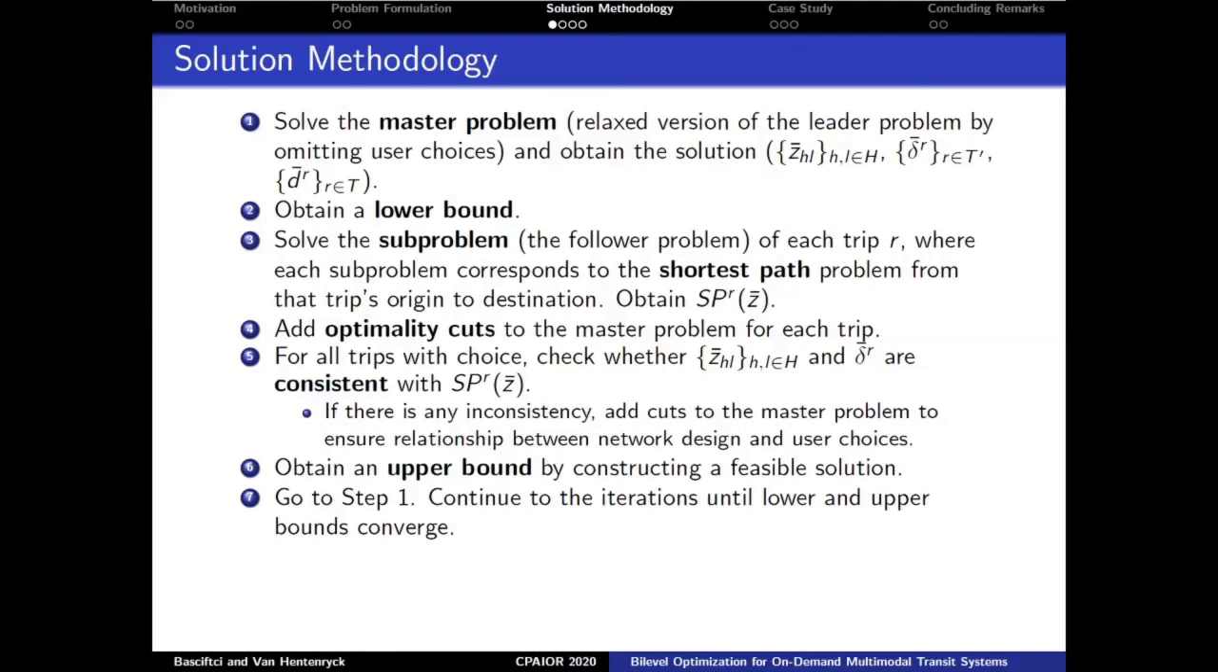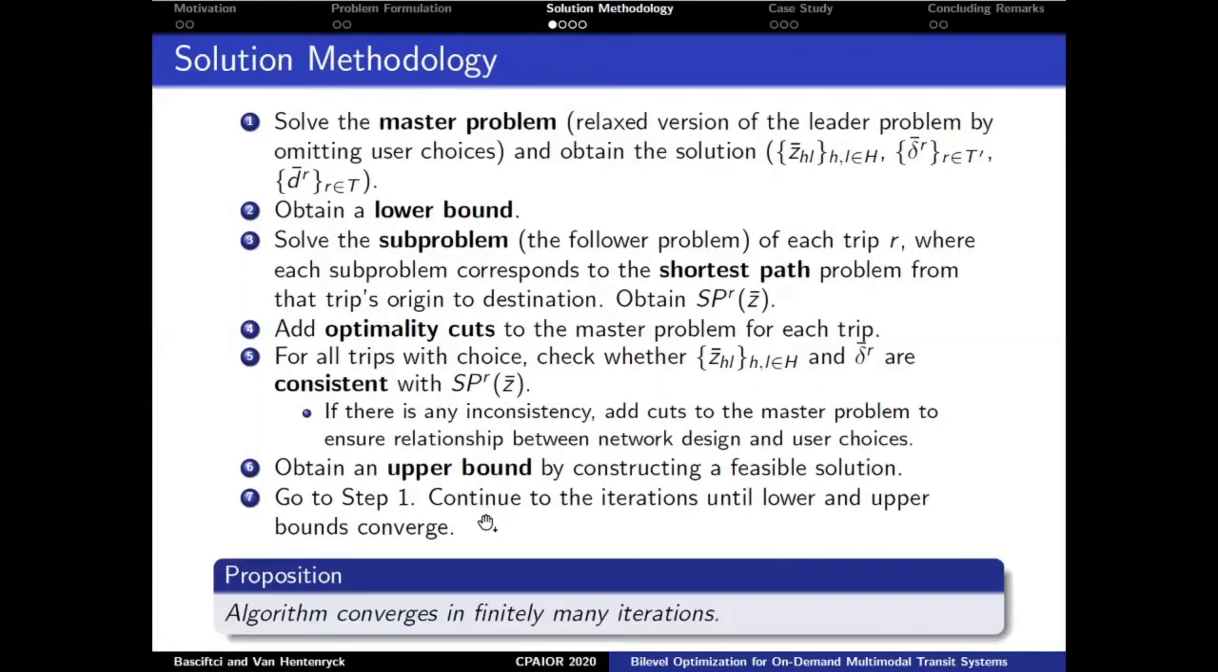consistency issue. And then we can obtain an upper bound by constructing a feasible solution, and we then go back to our first step and continue the iterations until lower and upper bounds converge. Here we note that the algorithm converges in finitely many iterations by considering the binary nature of the transit network design and user choices, along with the Benders' decomposition algorithm cuts that we add.